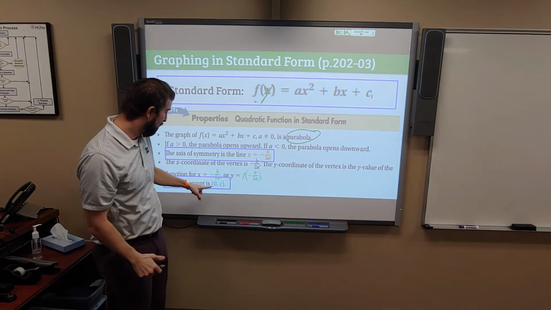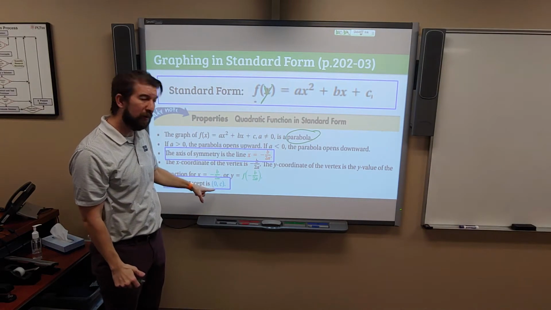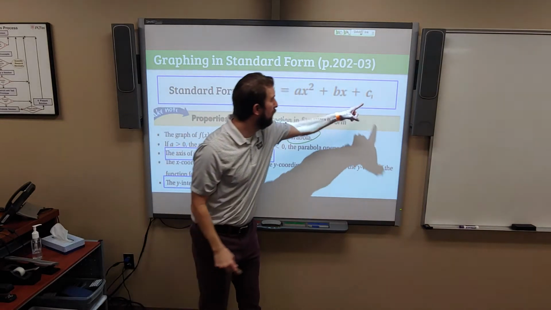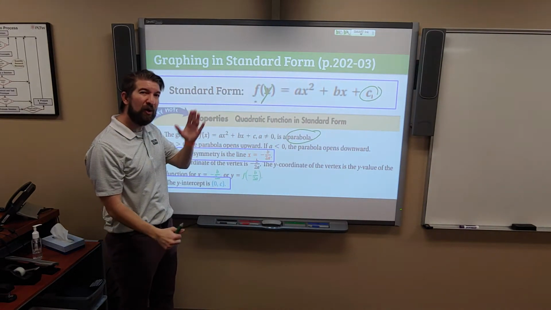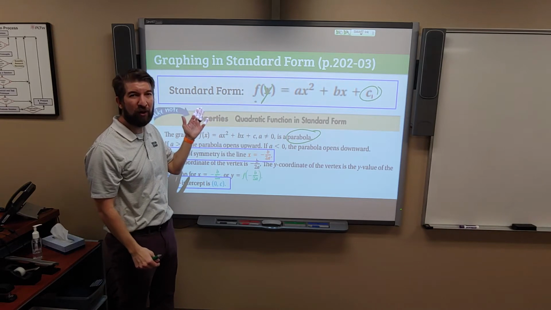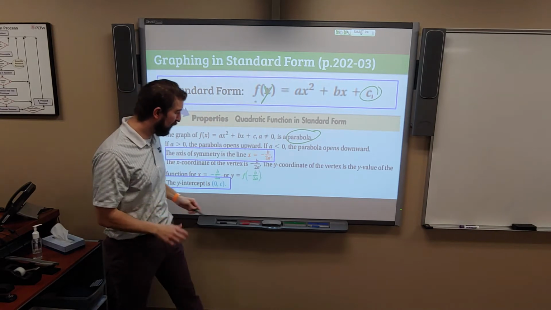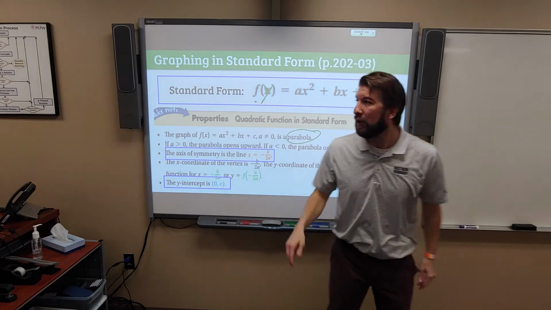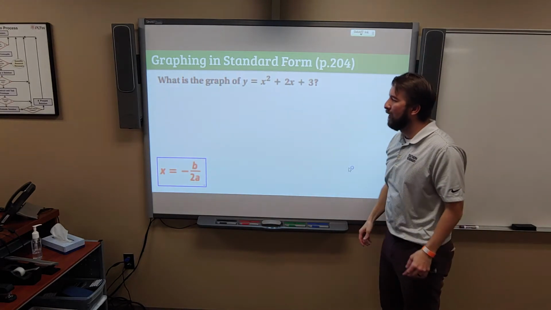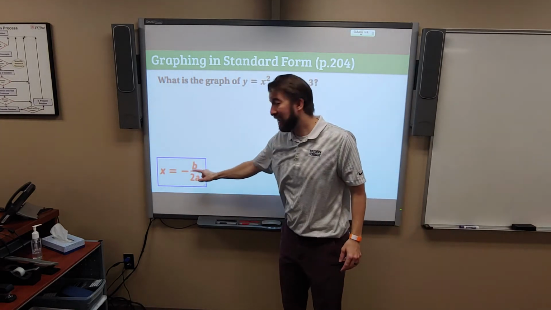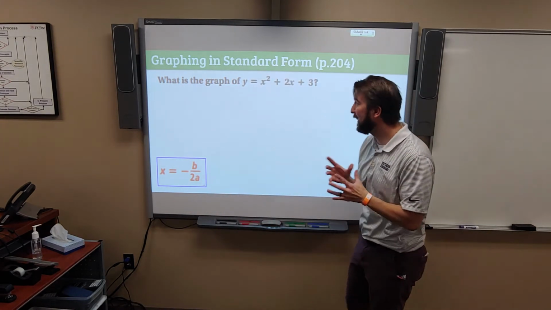Once you get that, you will just use the c to know where the graph is supposed to cross the y-intercept, and that should give you enough information to graph it. So let's look at a couple examples. Notice I put this here. That's the axis of symmetry. That's a key starting point.